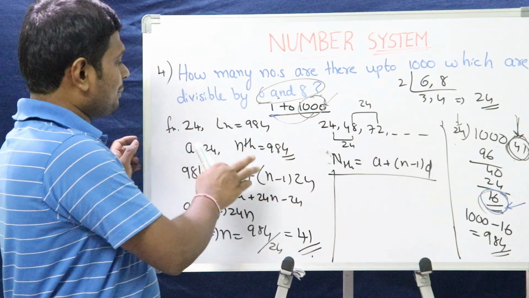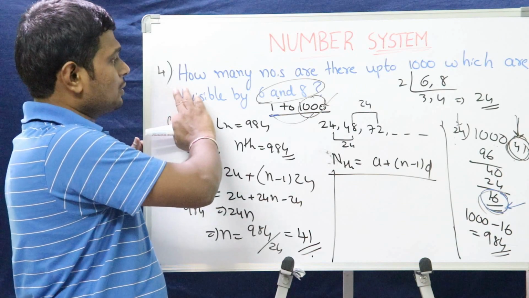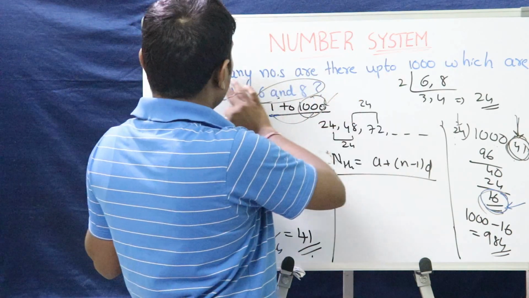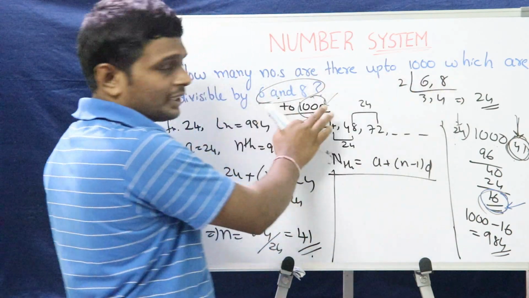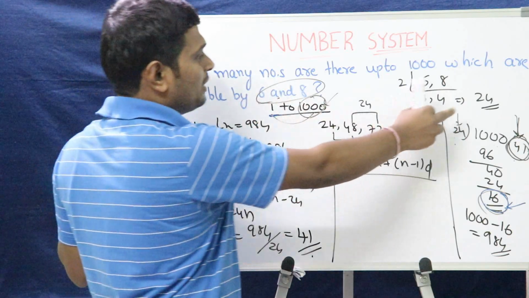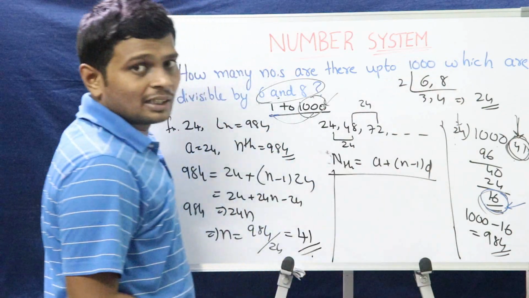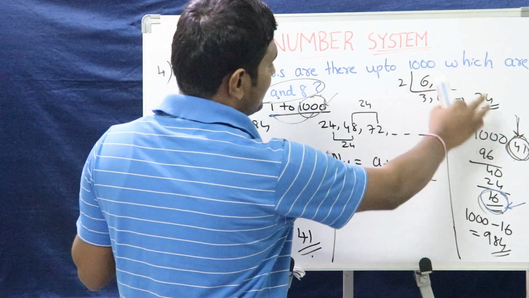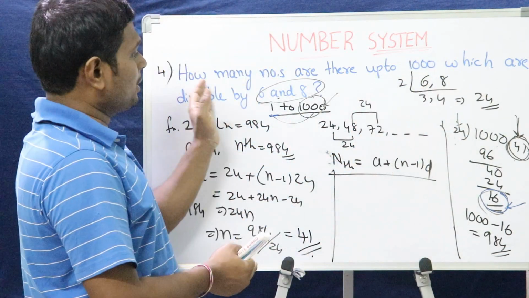Okay, let me recap that one. We were asked how many numbers are there up to 1000 which are divisible by 6 and 8. In order to be divisible by 6 and 8, a number has to be divisible by the LCM of 6 and 8. What is the LCM of 6 and 8? That is 24.